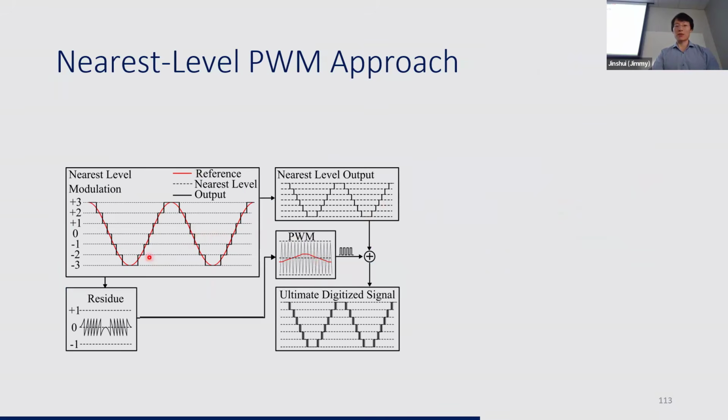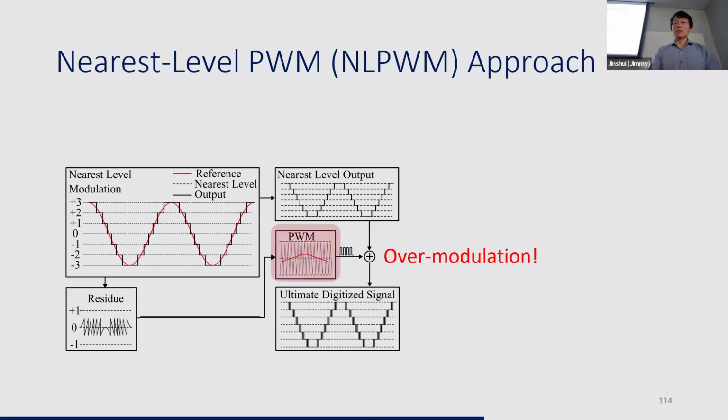The base is still the nearest level modulation. It rounds the signal to integers, but this produces residues. And the original nearest level modulation simply throws them away, which is why its distortion is higher than PWM. The information in the residues is lost. But nearest level PWM adds a 1-bit PWM here that takes this residue and compares it with a carrier and adds its results to the nearest levels and hopes to get the lost information back. It sounds promising, but there is a problem.